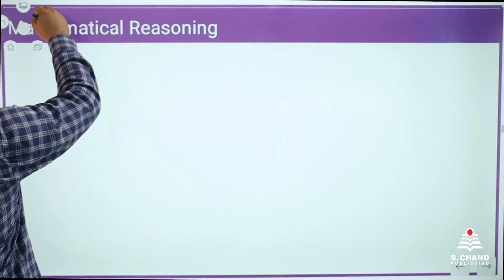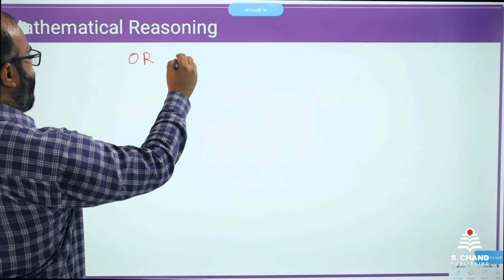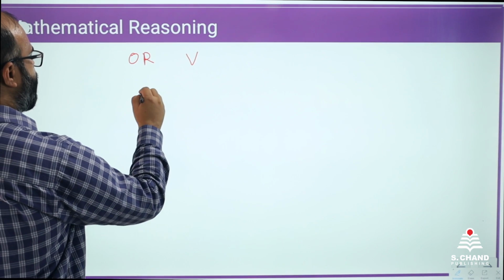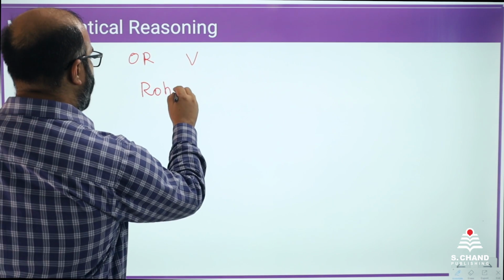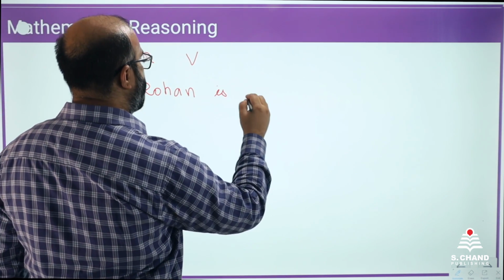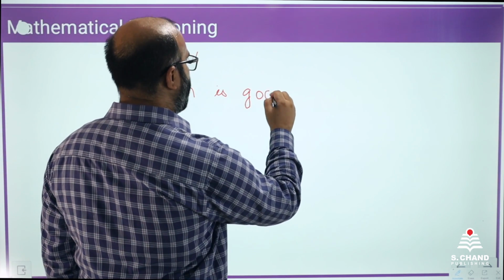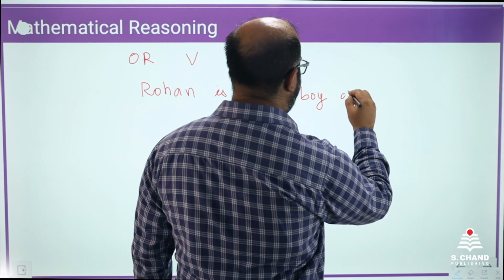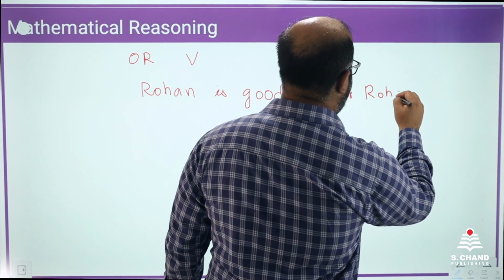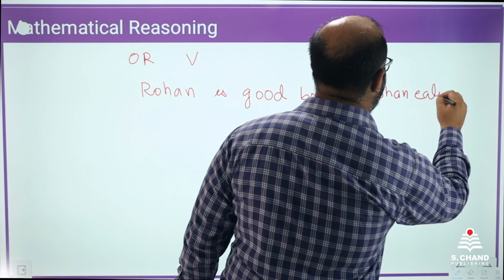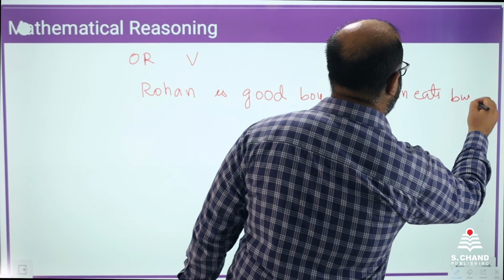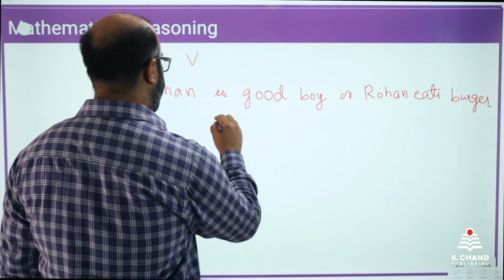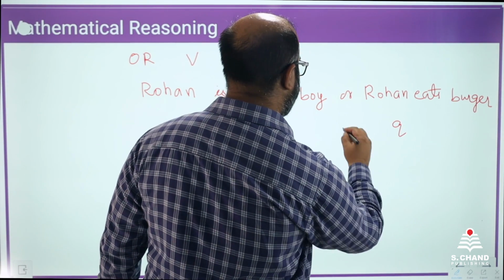Next we have "or". What is "or"? Or is basically represented like this. It means "Rohan is a good boy" or "Rohan eats burger." So these are two statements, P and Q, and there is an "or".